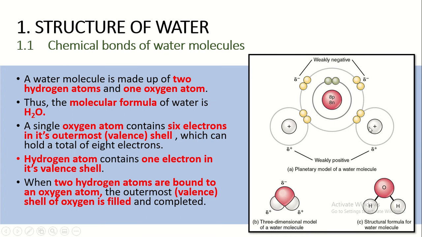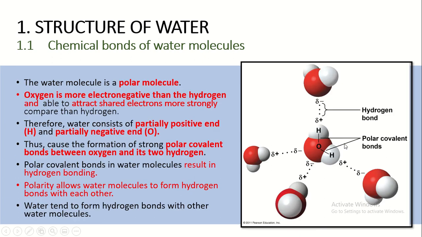Therefore, when 2 hydrogen atoms are bound with 1 oxygen atom, now the outermost shell, referred to as the valence shell of the oxygen, is filled and completed, similar to the valence shell of the hydrogen.